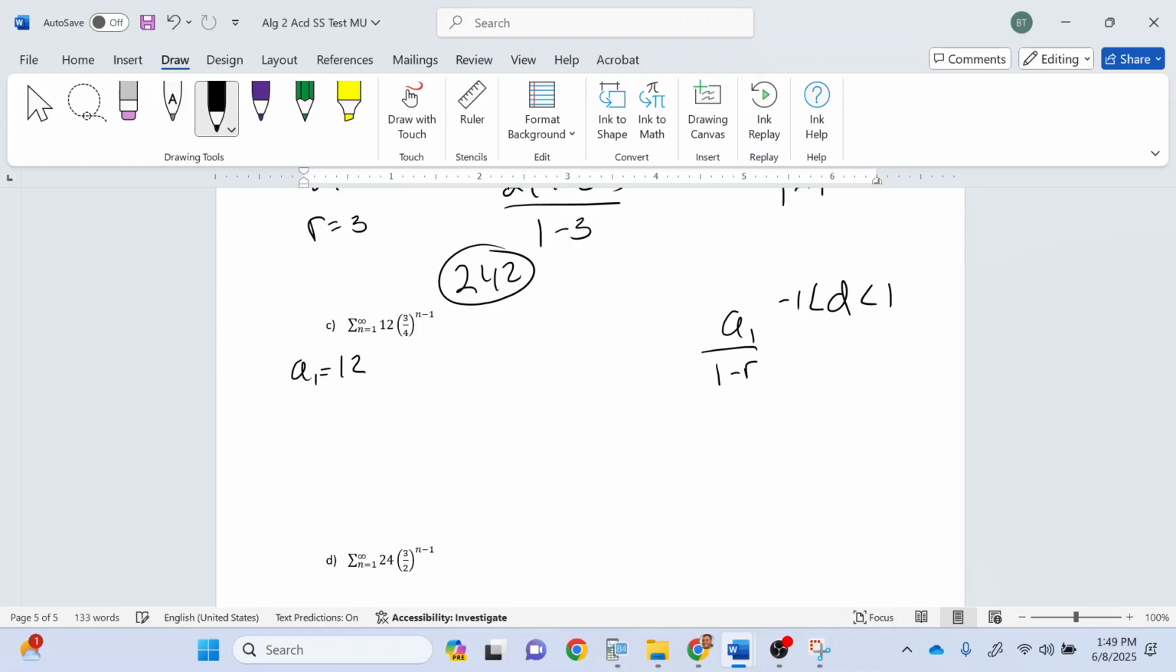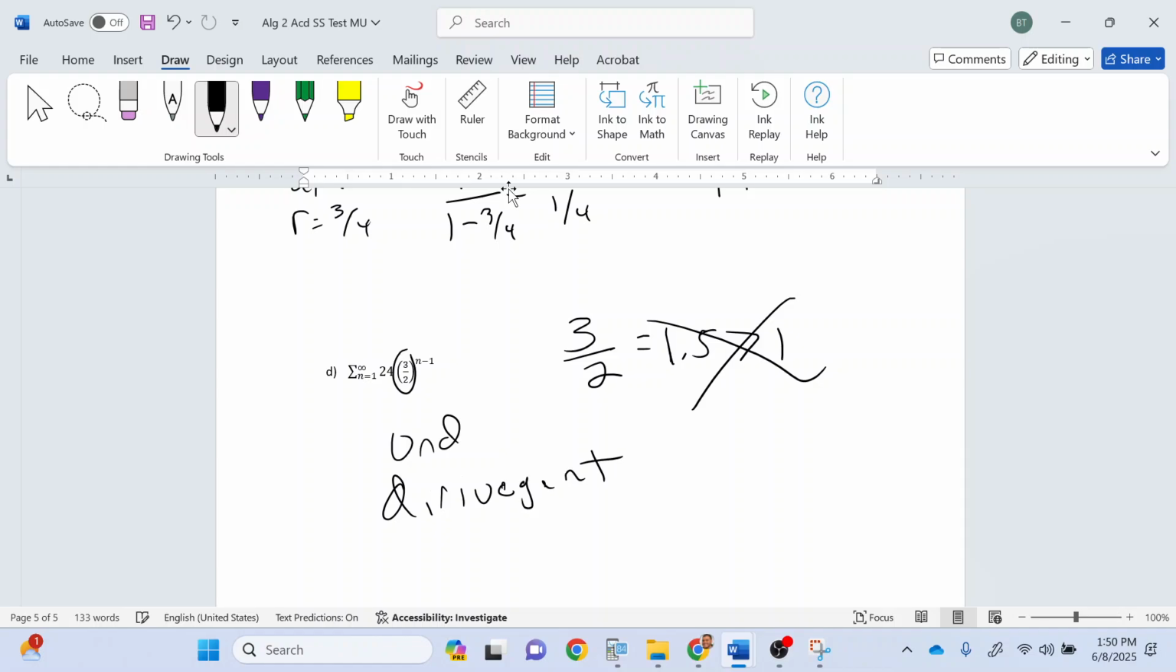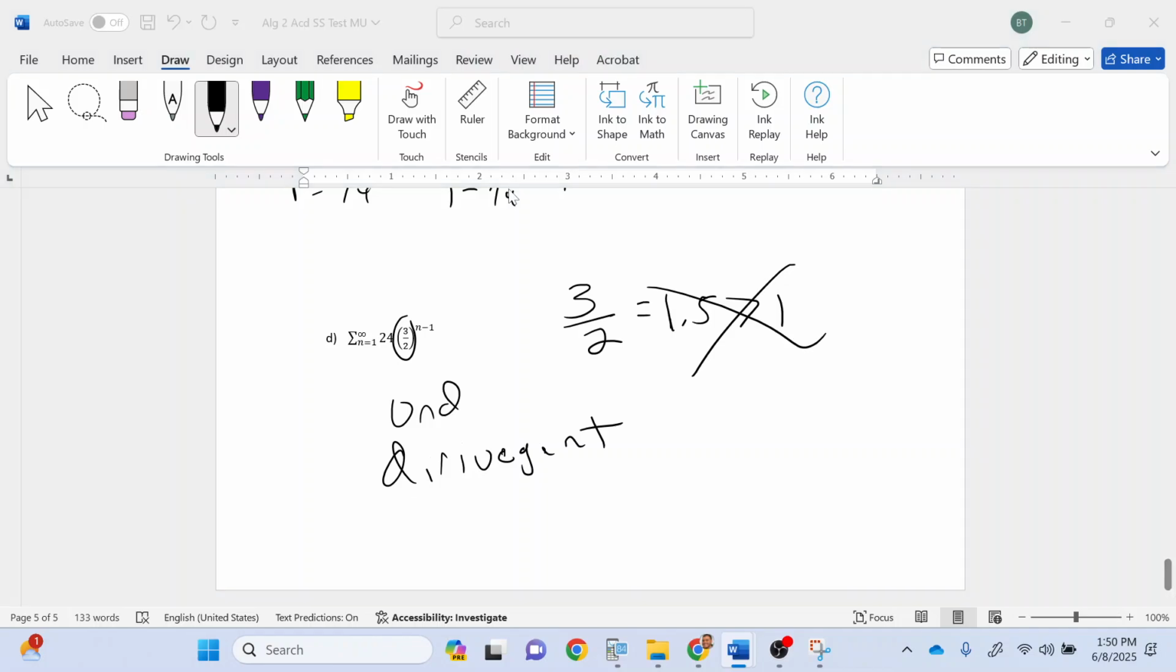So A1 is 12, and R is going to be 3 over 4. So in this case, I'm going to do 12 over 1 minus 3 over 4. That's going to be 12 over 1/4 equals 12 times 4, 48. So that's pretty easy. In this one, hopefully you realize, wait a second, 3 over 2, that's 1.5. 1.5 is bigger than 1, so this is not doable. This is divergent. Cool. All right. Hopefully you don't mess that up.